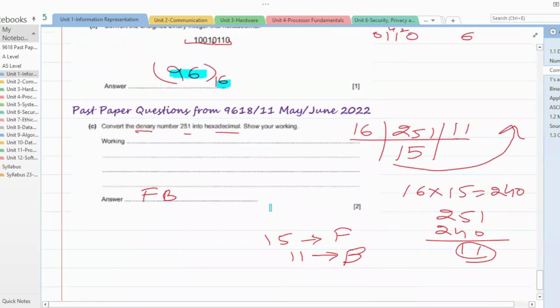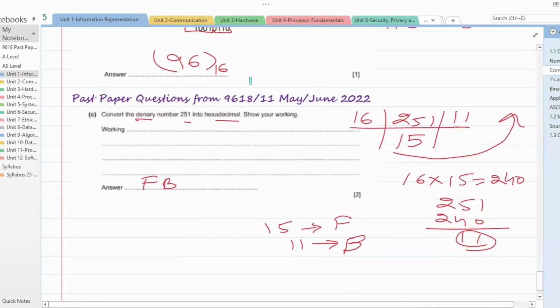Okay. One more question. This is a question from 9618 paper 11, May/June series, year 2022. See, here they have given you working space, so you have to show all your working here. It is of 2 marks: 1 mark is for the right answer and 1 mark for showing the working, how you reached the final answer. If you do not show working, you will not get full marks. You have to show working as well as write the final answer.